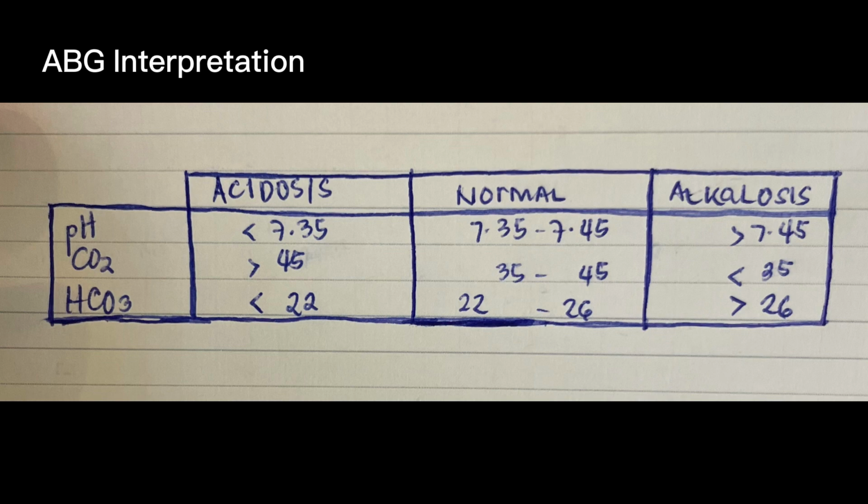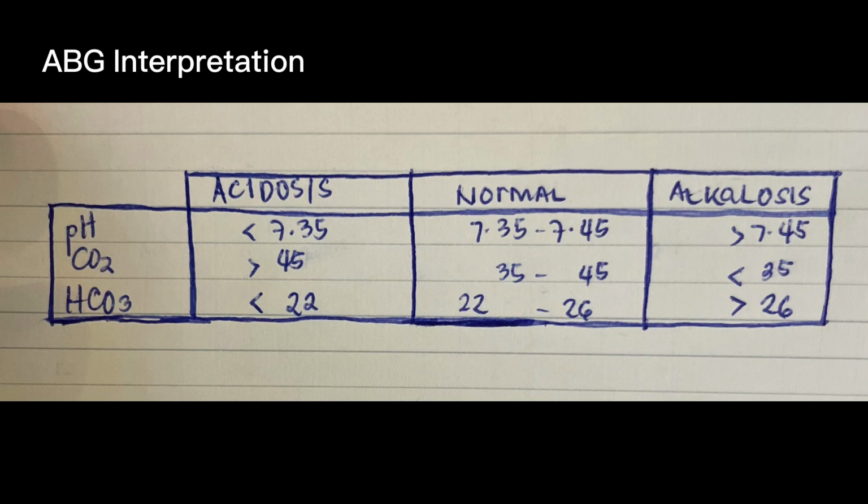Now, the very first step that we should do is to memorize its values to determine whether or not they are acidosis or if they are alkalosis. For pH level, the normal value is 7.35 to 7.45. For carbon dioxide, just drop the 7 from pH. It's going to be 35 to 45. For bicarbonate, that's going to be 22 to 26.